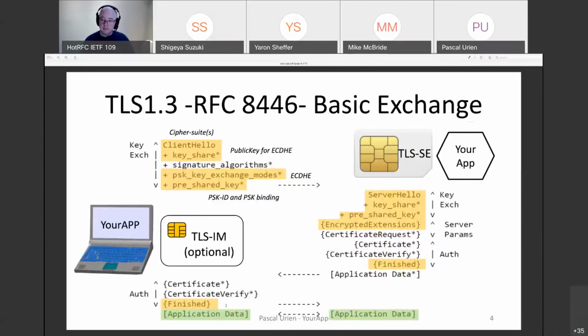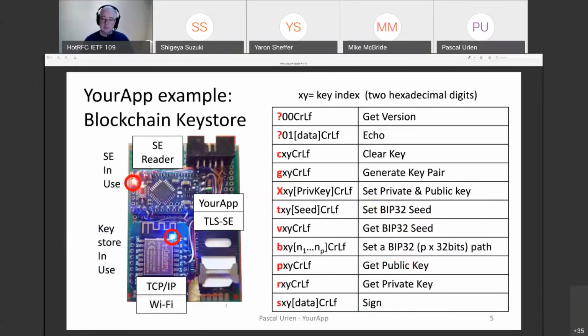This slide shows a TLS 1.3 basic exchange using TLS-IM and TLS-SC. TLS-IM is optional. You can choose a pre-shared key based on passwords, for example the hash of a password. Your app is running over the TLS-SC application embedded in a secure element. And the PSK acts as a kind of super PIN code. Next slide, please.